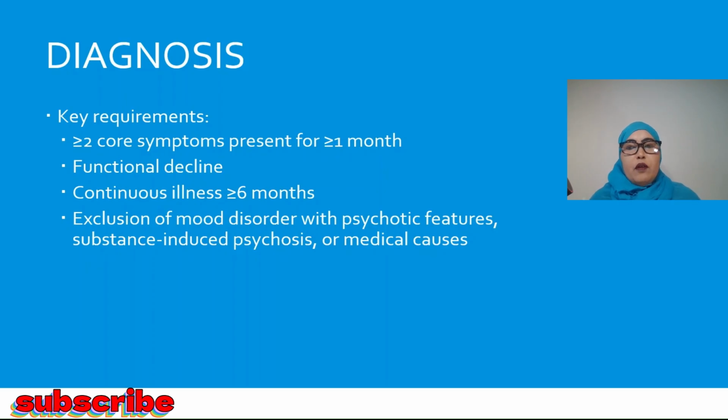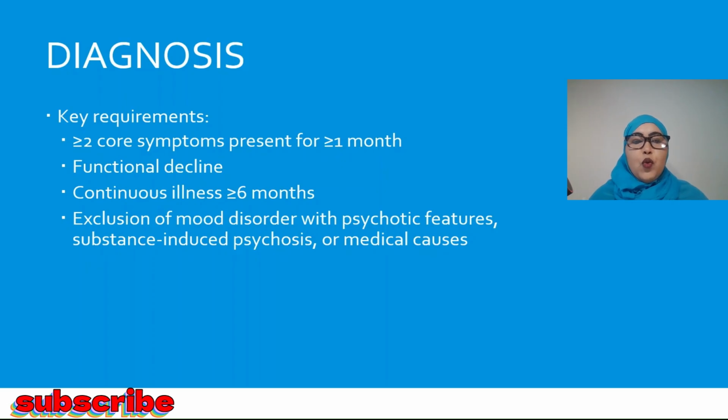Exclusion of mood disorder. As a provider, you will try to exclude whether this is a mood disorder with psychotic features, substance-induced psychosis, or medical causes. So you first exclude these and see if this is not a mood disorder, this is not substance-induced psychosis, and this is not a medical cause. If you rule out all of these and you have all these characteristics, that is when you diagnose the patient with schizophrenia.